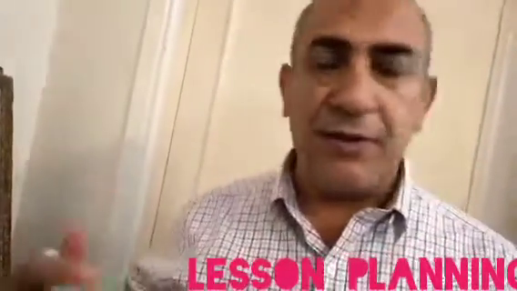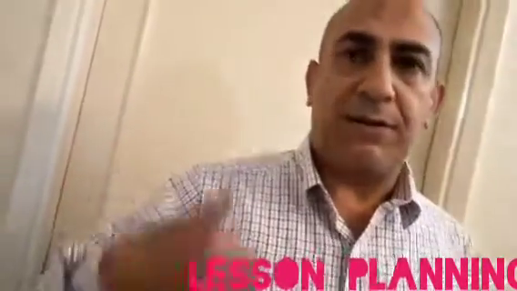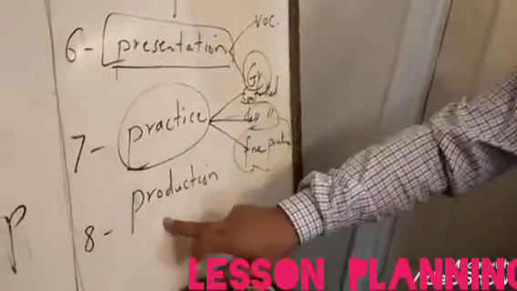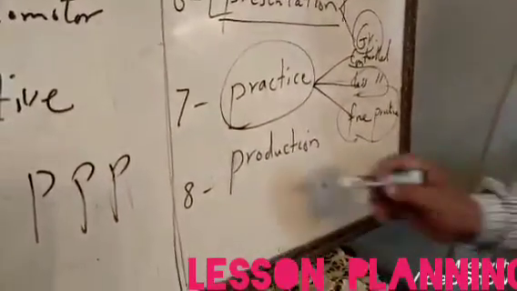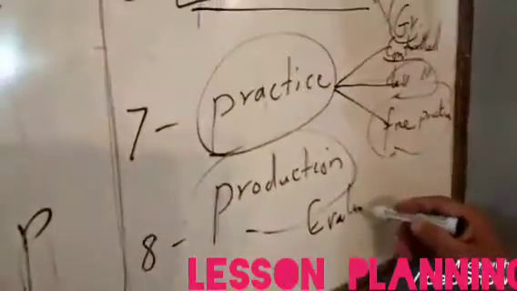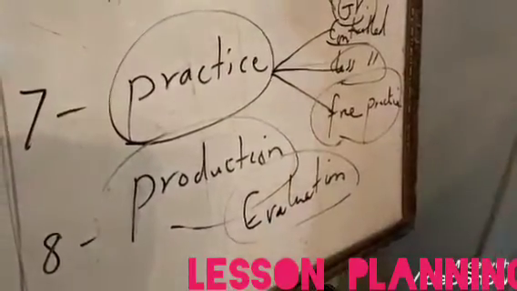I mean, students are asked to act out a dialogue, retell a story, or act a role, and so on. What about the last step? Production. This is called evaluation. You are going to know whether you have achieved your objectives or not.